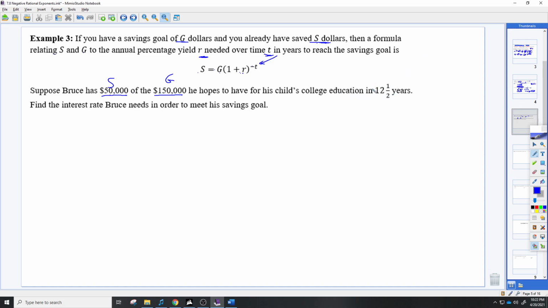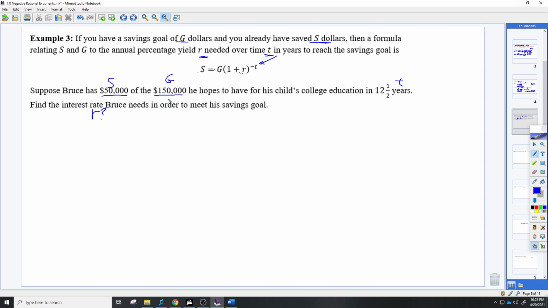And he wants to do that within 12 and a half years. So maybe he has a 6-year-old kid and says in 12 and a half years, I want to have enough money in his college fund to send him to college. So we're going to use this as our T value, 12 and a half. We're going to find the interest rate. So we're going to try to find R that he needs to get so that he gets his savings goal. So he wants to figure out what kind of percentage of a return he needs to get for this money to basically triple, 50,000 to 150,000.